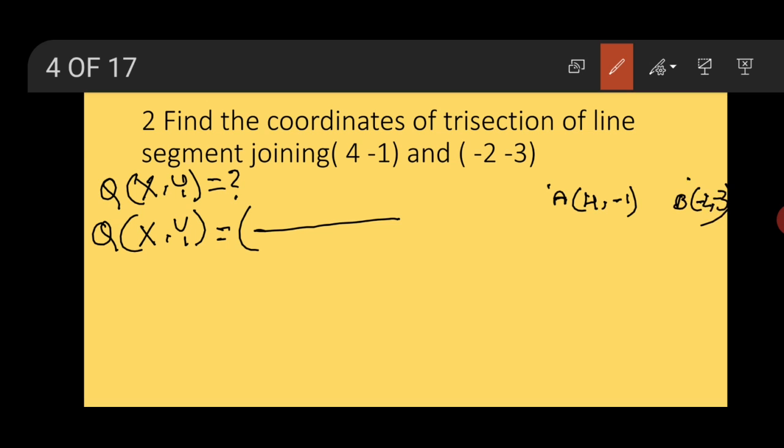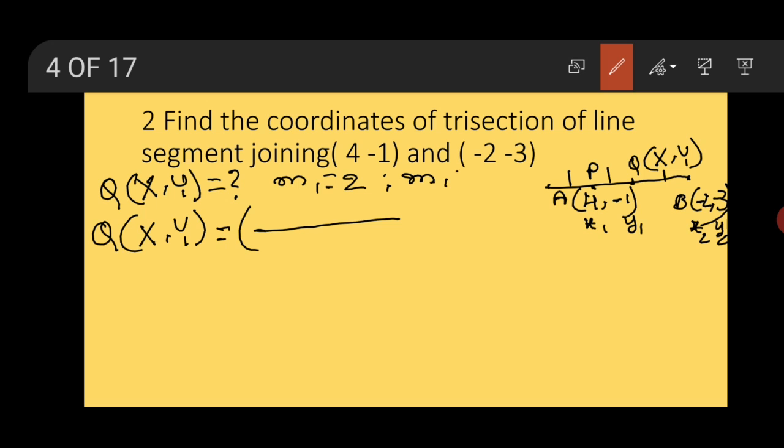M1 into X2. See, this is point A, (4, -1), and point B is what? (-2, -3). This is x1 y1 and this is x2 y2, and this point is Q. Now we have to find the coordinates of Q. The ratio is 2 to 1, so M1 is equal to 2 and M2 is equal to 1.